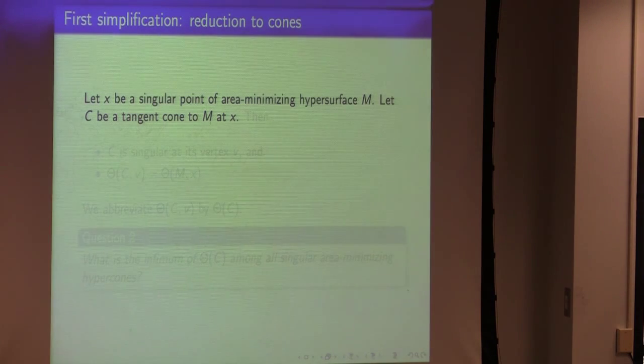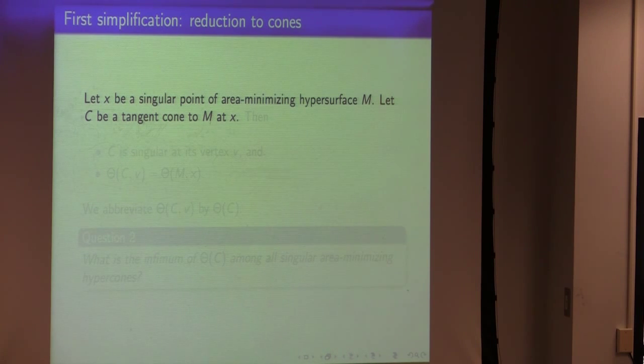make progress on. Okay, so first there's a simplification, and that is you can simplify to the special case of cones. From arbitrary area minimizing varieties, just a special case of cones. And the way is as follows. Well, you let X be a singular point of any area minimizing hypersurface. Well, it turns out if you dilate about that point X, if you take a limit of dilations, that will converge to a cone, the so-called tangent cone to the surface at X.